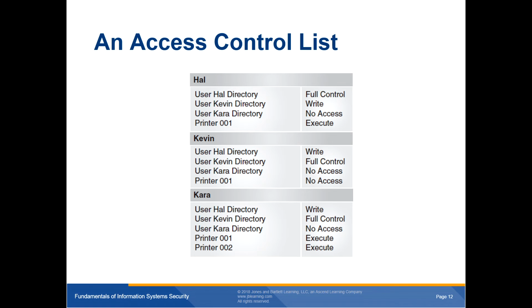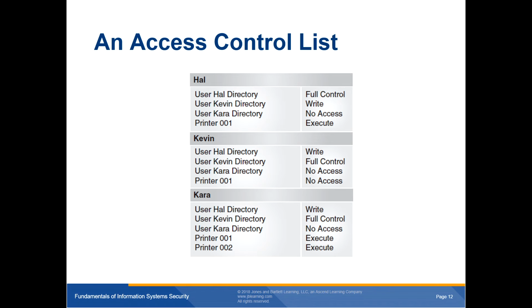Okay, so here's an access control list where Hal has full control over the user Hal directory. User Kevin directory, he could write to it. User Kara directory, no access, and printer 001, execute. And you can see user Hal directory for Kevin, he could write to it. User Kevin directory, full control, no access to Kara, no access to the printer.